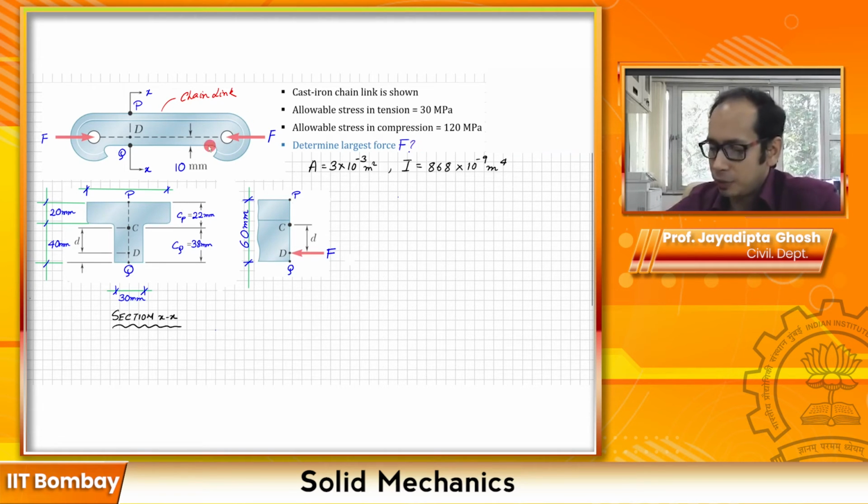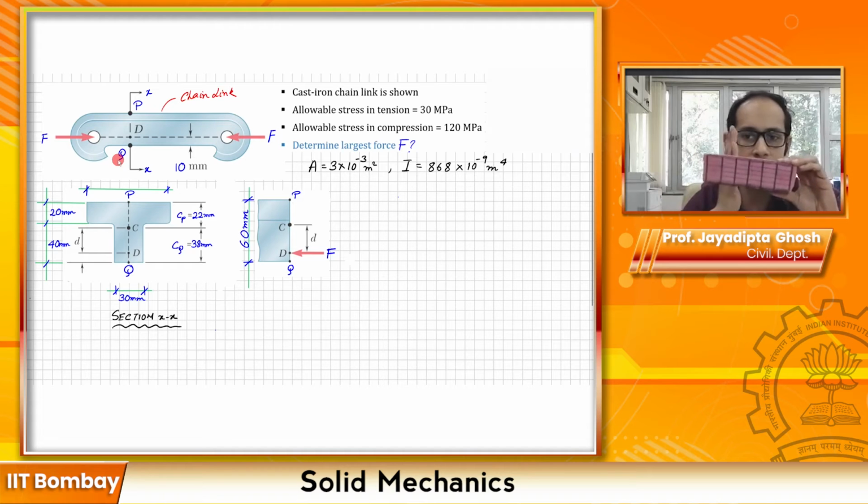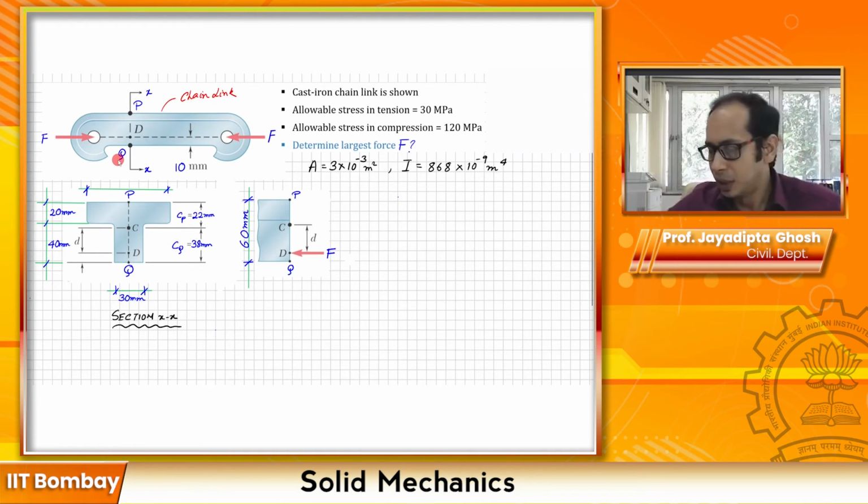Now let's see what we are given in the problem. What you're given is of course the chain link, and at any particular section XX, if you take a section somewhere and look at it, this is the cross section of the member. So see the first figure, it shows how the cross section looks like. In the cross section you have these points again, that is P and Q, the top and the bottom.